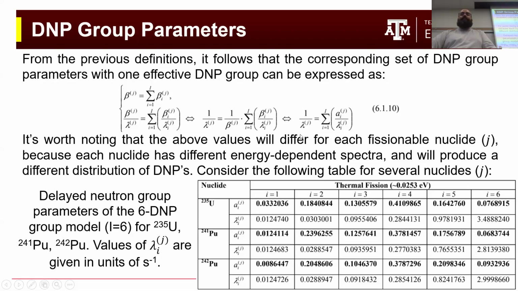So that's how you could find the overall decay constant for one group, for an effective group, knowing the abundances of each group and knowing the decay constants of each group.